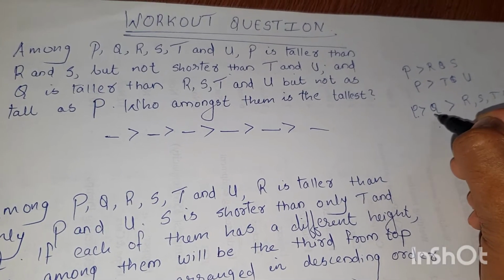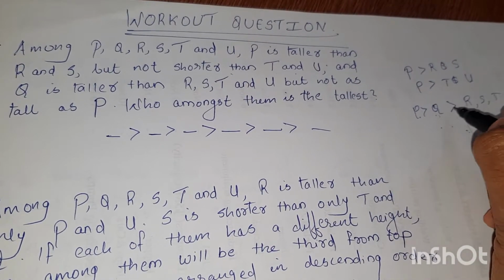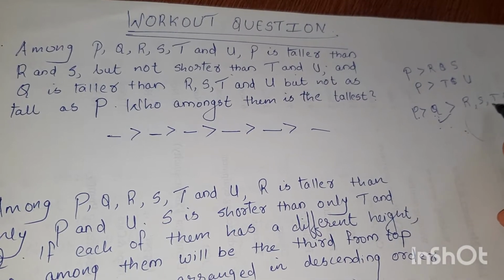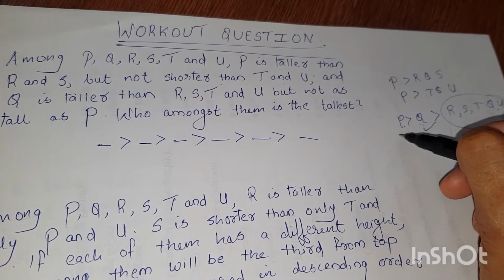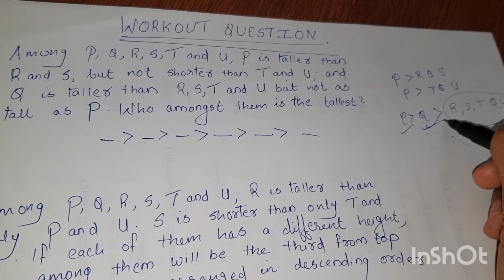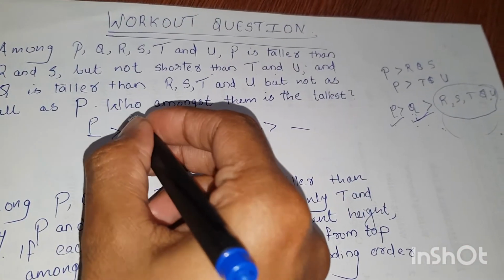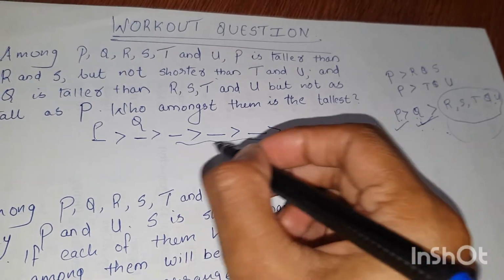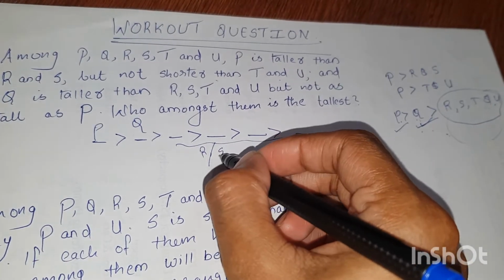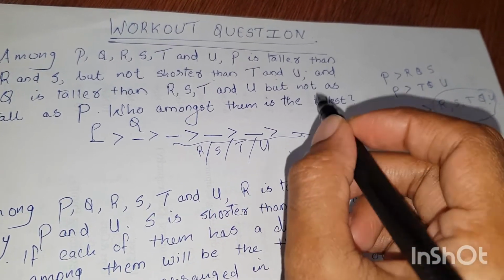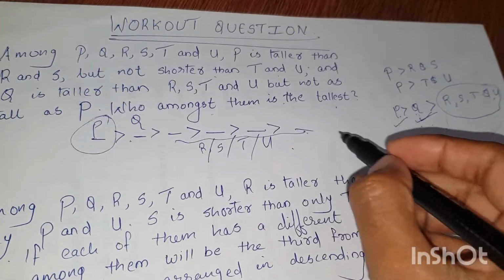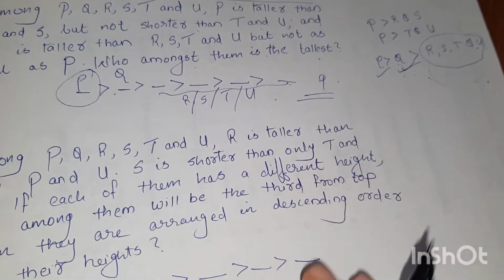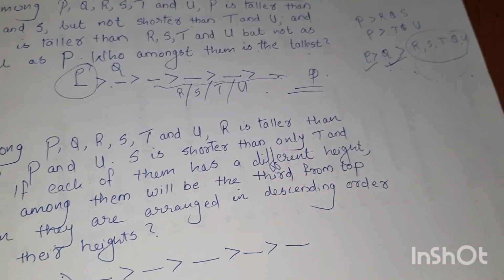P is greater than Q, and Q is taller than R, S, T and U. We don't know the order of R, S, T and U, but definitely we know the tallest one is P and the second tallest is Q. The order of the rest we don't know according to the question. It may be R or S or T or U. So the question is who amongst them is the tallest? Tallest is P. Answer is P. Okay, now going to the next question.